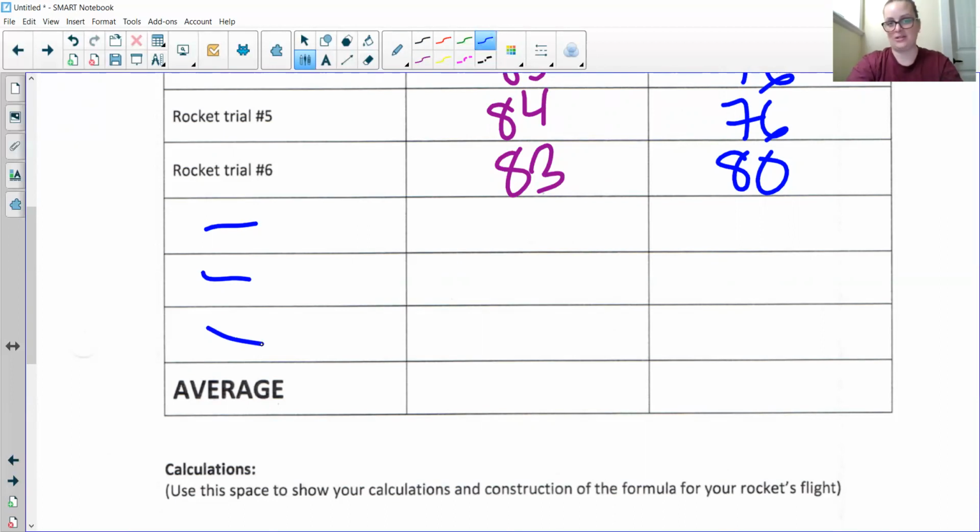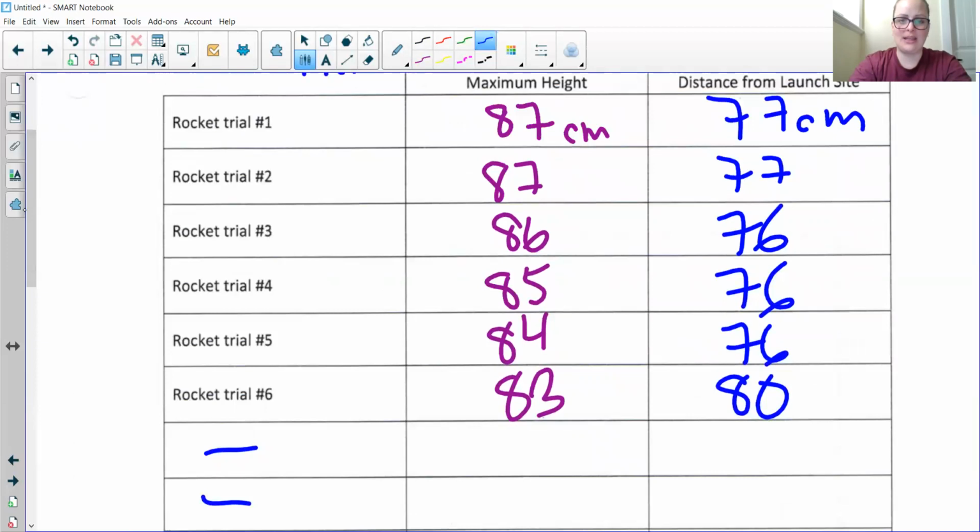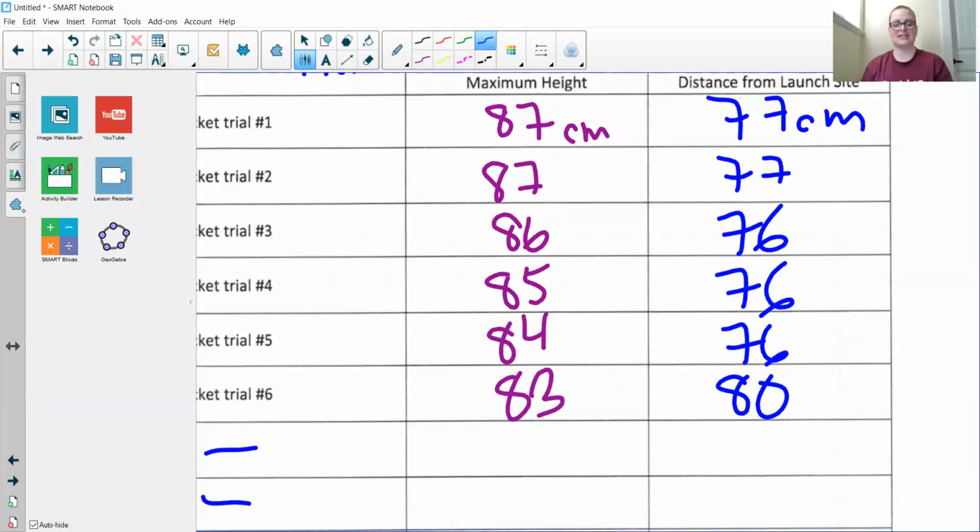So you can do this as many times as you want, but you want at least 3 trials, right? So then you're going to average these numbers. So you're going to count up 87 plus 87 plus 86 plus 85 plus 84 plus 83. I'm not going to pull up the calculator on the same screen, so I'm just going to do that on my phone. 87 plus 87 plus 86 plus 85 plus 84. And then I have 6 trials, so I'm going to divide that number by 6. So you're finding the average.